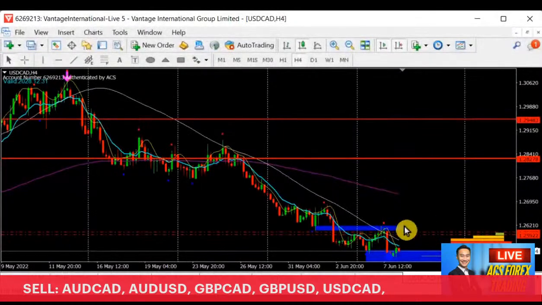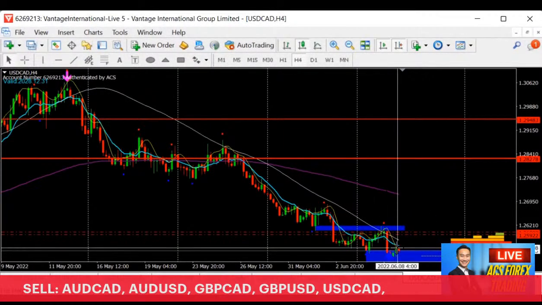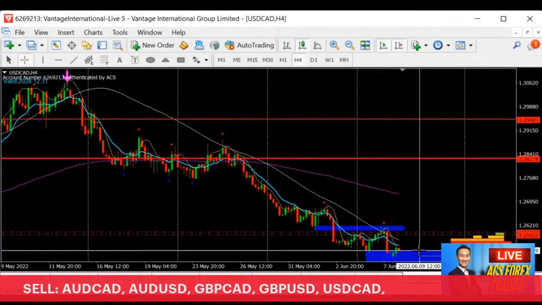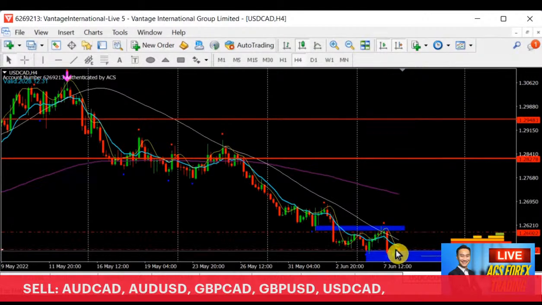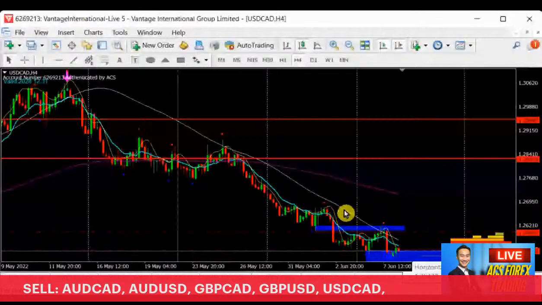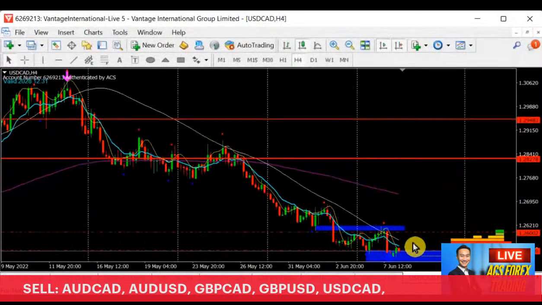So this resistance we tested yesterday. It has started to drop. The nearest support here has been tested over here. There's a support over here that was tested and broken, and now it has become a resistance. So in this case, the resistance over here.